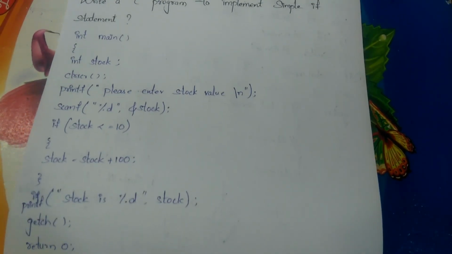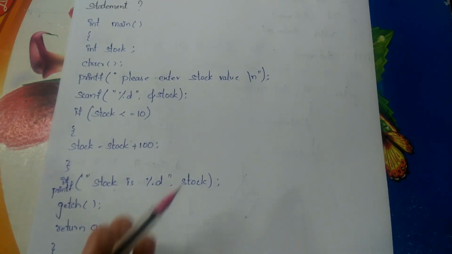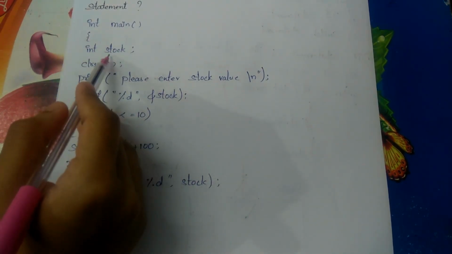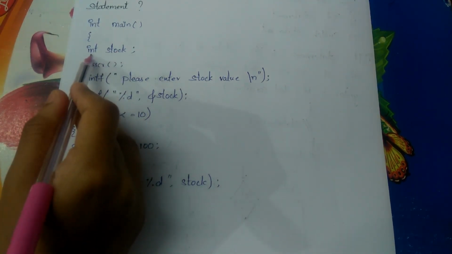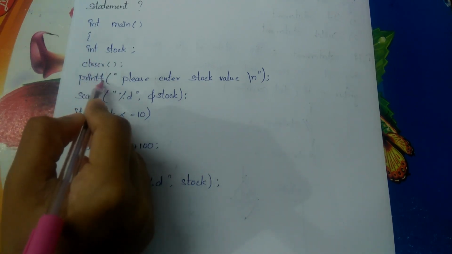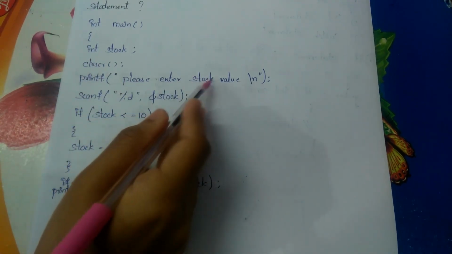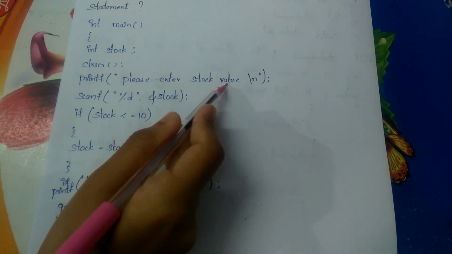First we have to include the header files. Then it starts with the main function. Within the block, I am declaring one variable, stock, with the data type integer. Then after clear screen, in the printf I want to print "please enter stock value". So some stock value has to be entered from the console.